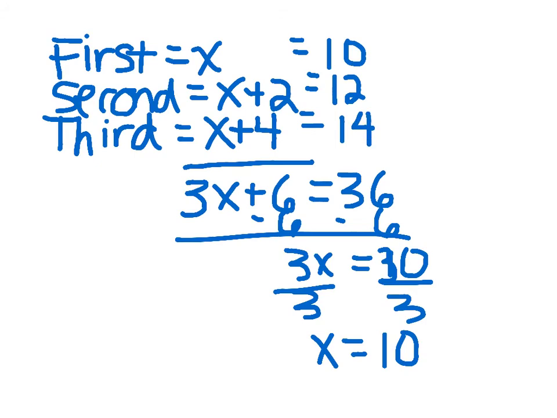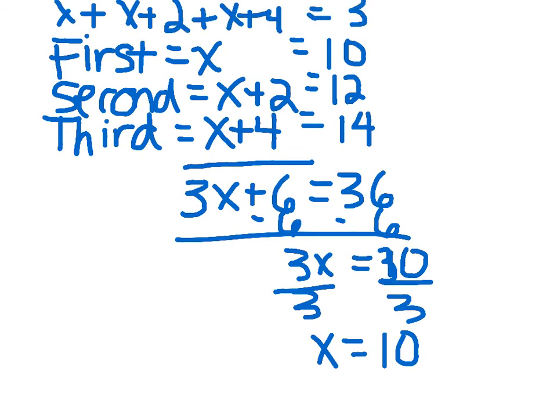Now notice we could have written this out as x plus 2 plus x plus 4 equals 36, but this is a little bit more compact, and it works just as well. Still get the same answer. Okay, another example of problems that have two unknowns comes in the form of perimeter problems.